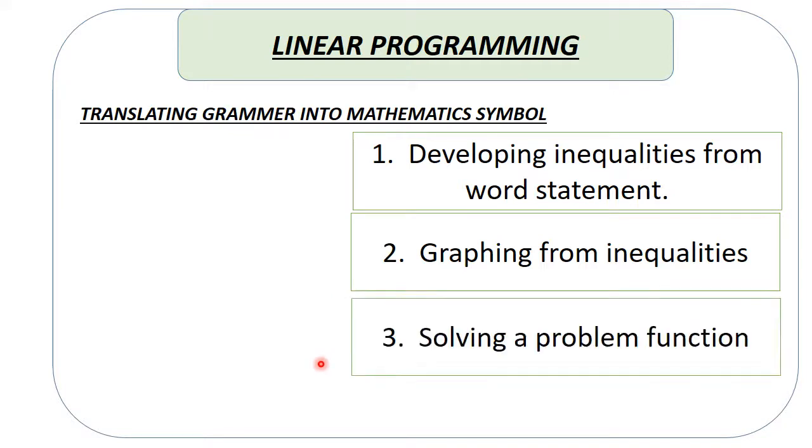Then finally, the last step is to solve what I call a problem function. A problem function is where they'll give you a problem, and maybe you need to come up with a function or an equation that describes that problem, and then you need to solve that problem using your graph. So these are basically the three parts. Graphing from inequalities, you already have this skill. Developing inequalities from word statements is what we're going to learn. It's just learning chizungu. They will give you some statement, and your job is to convert that statement into mathematics. So let's get started.